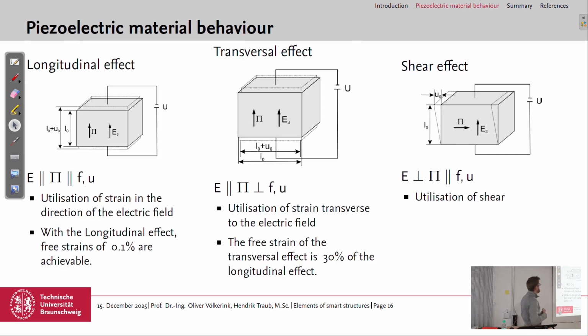Okay, and then we have different effects we can use for our transducers later on. At first, the longitudinal effect, where the electric field is parallel to the polarization direction, and this is also parallel to the force or the displacement we want to use. So we utilize the strain in the direction of the electric field. And with this longitudinal effect, we can achieve free strains up to 0.1%.